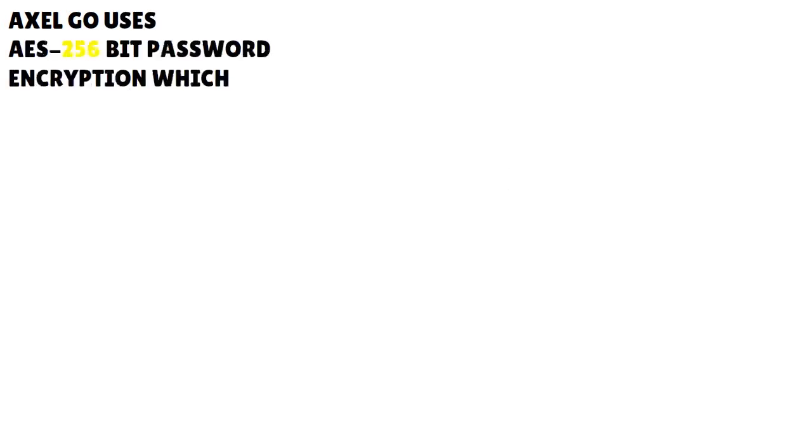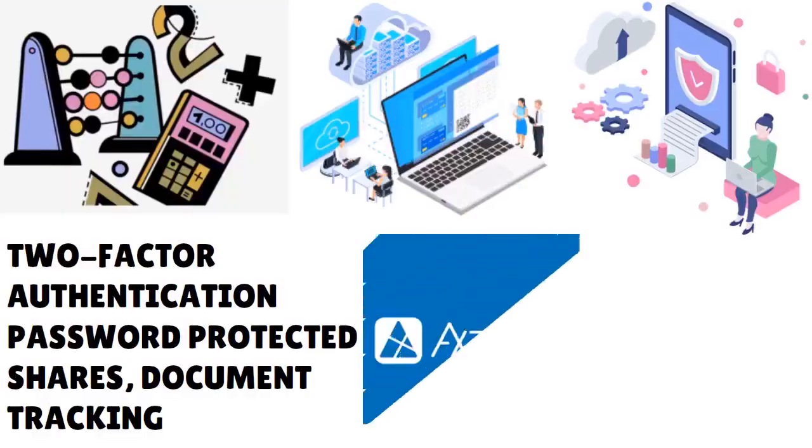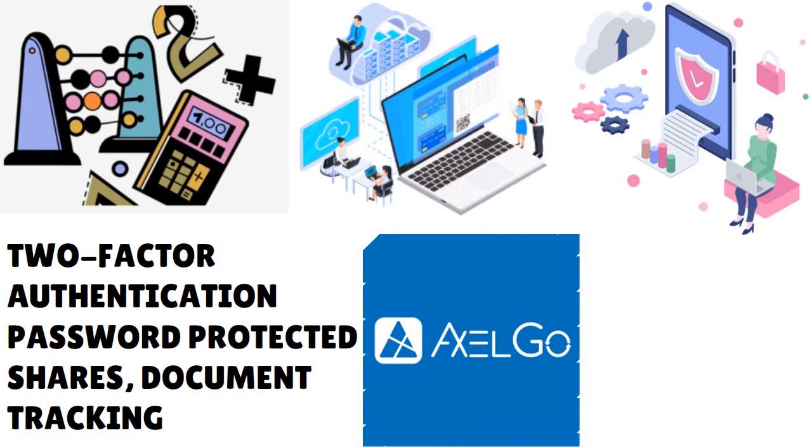We love the fact that Excel Go uses AES 256-bit password encryption, which is really the same encryption technology used by the military. So what we love about Excel Go here is that they're constantly upping their security features. So this is really good. AES 256, you want to have that because, again, as I said, the military uses it, the banking industry uses it, and Excel Go also has it.